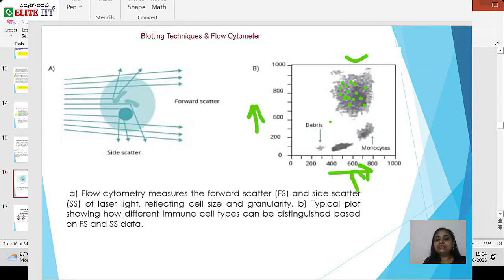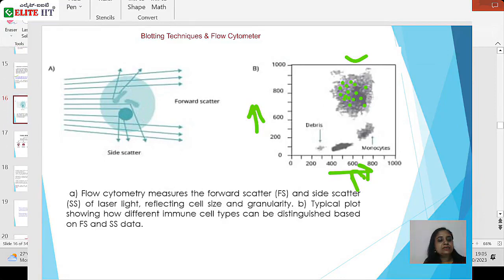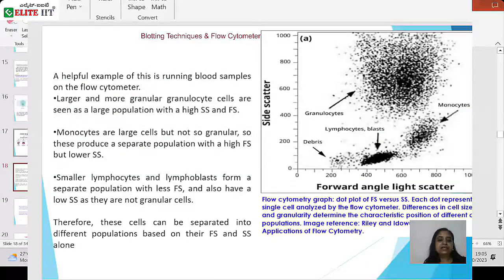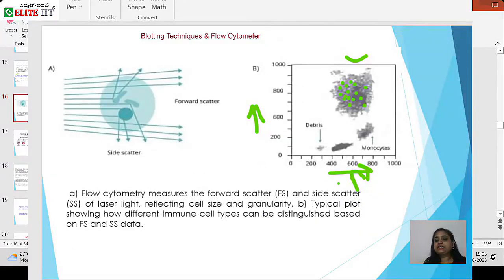You just understand this. On the x-axis you can plot your size, so you can plot forward angle light. In the x-axis you generally plot FS, and in the y-axis you plot side scatter, SS. So what can you understand from the plot? If the monocyte peak is here, you just divide this into four sections.